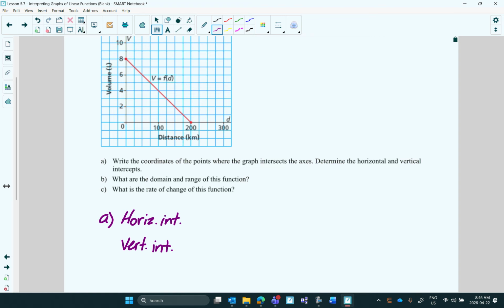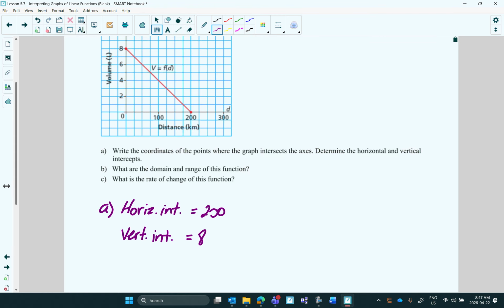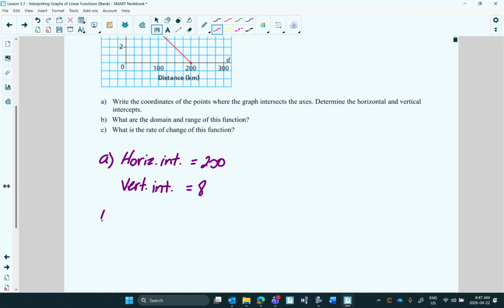At what value does this graph hit the horizontal axis? 200. At what value does this graph hit the vertical axis? 8. So 200, 8. Domain, range.